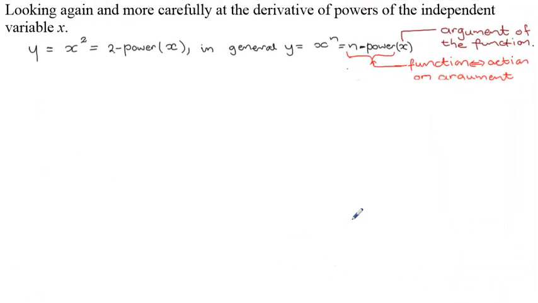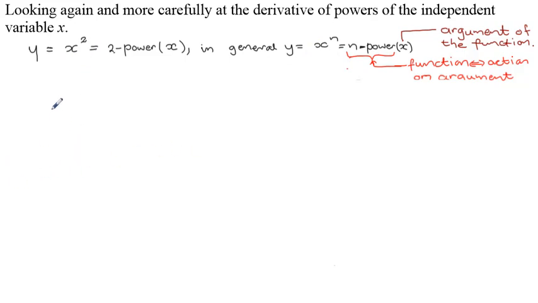So let's start this way. Let's look carefully at this kind of function with independent variable x. This function is given as y is equal to x squared. You must understand this function as what I could call a 2-power function of x. In general, I would write this as y is equal to x to the power n, which is an n-power function of x, where x is the argument of the function, and we write simply x to the power n, or in particular x to the power 2 if our power is 2.